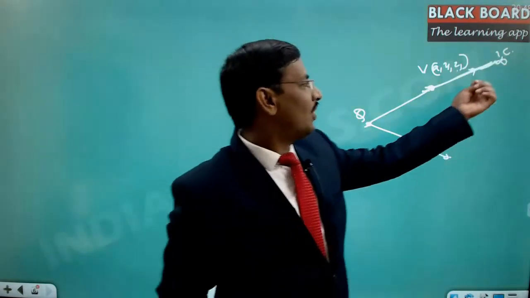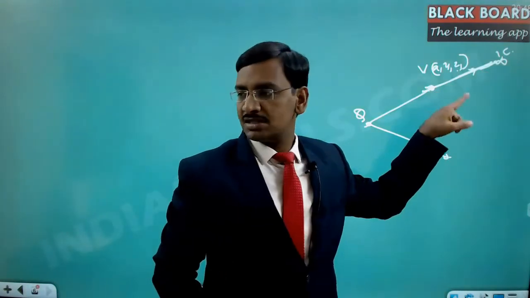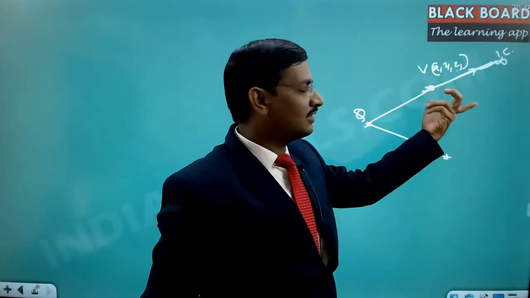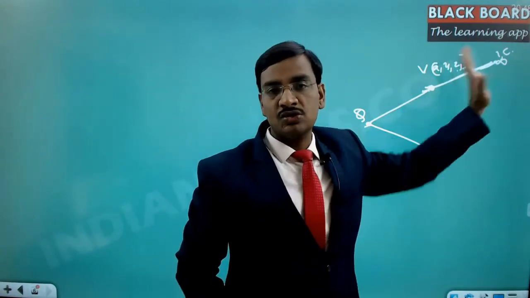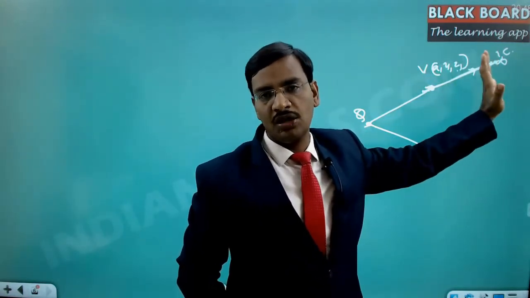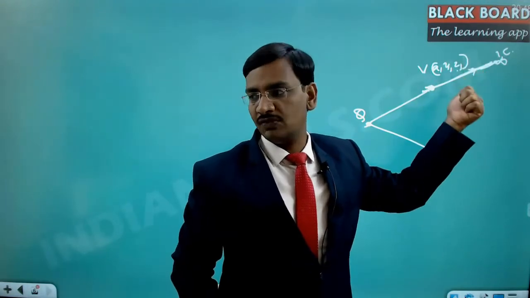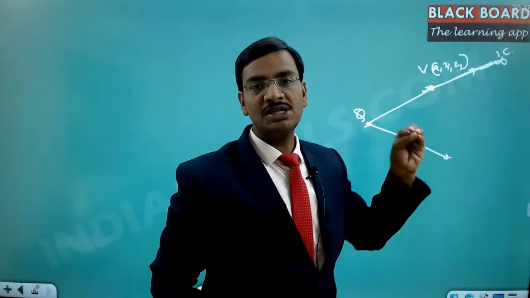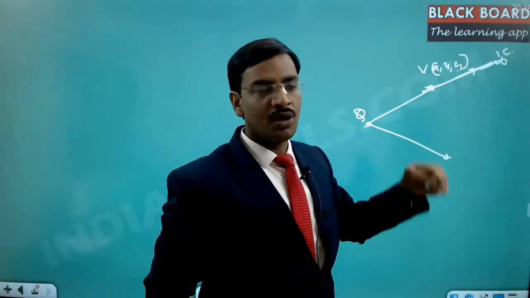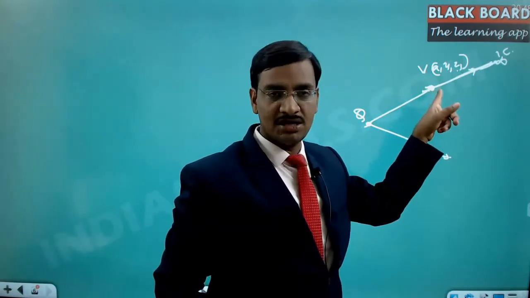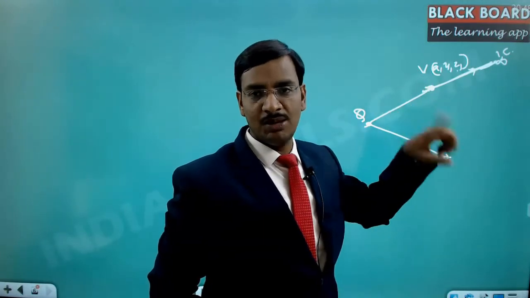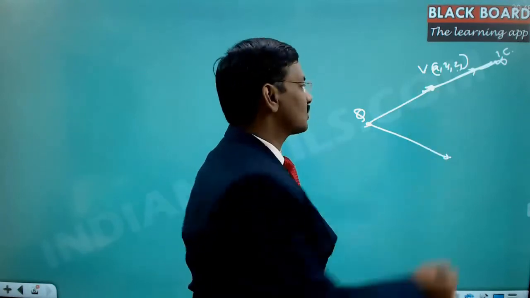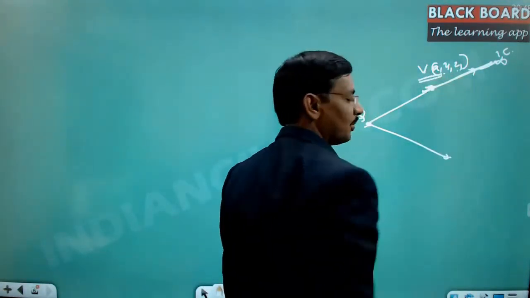While bringing it from here to here, I have done some work, and that work it has got. Now if I leave that particle, automatically it goes back. So the ability of going back it has got because I did the work on it. How much work I have done is stored in the form of potential energy at this particular stage, and that potential is nothing but the ability to go back to its original position. That ability is quantified as the potential at that particular point.